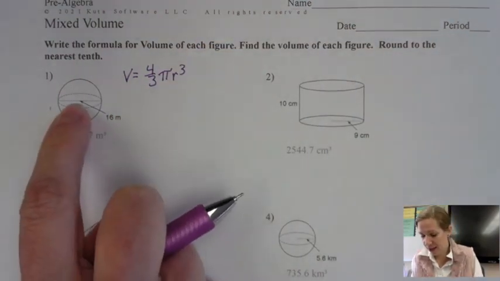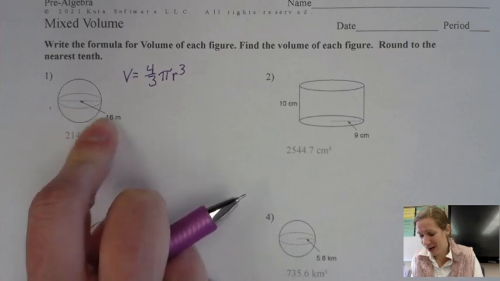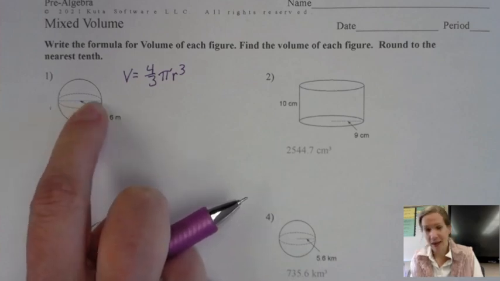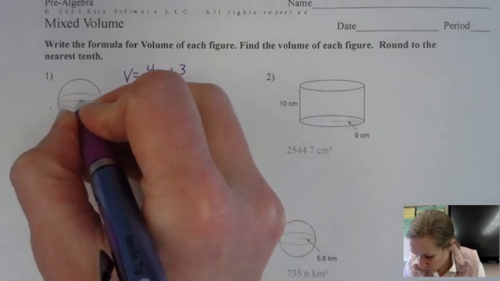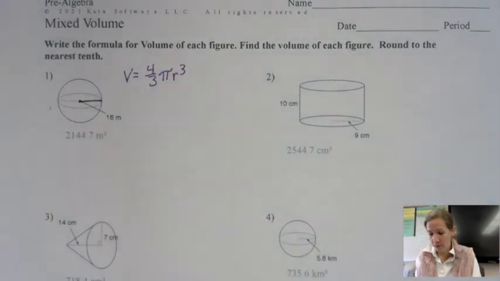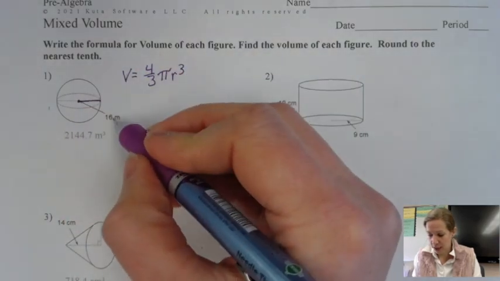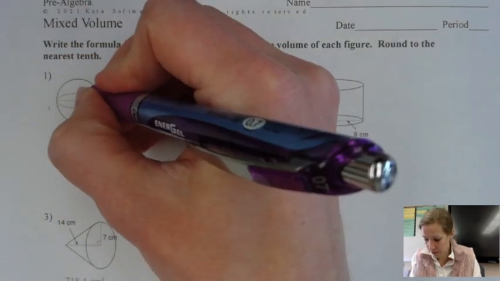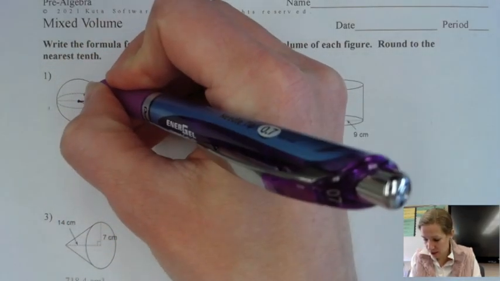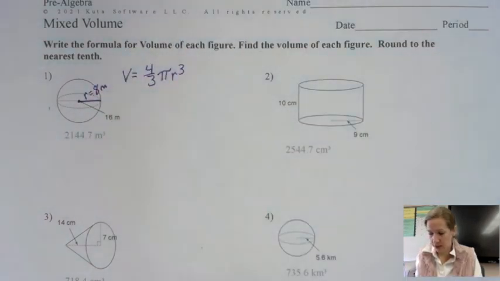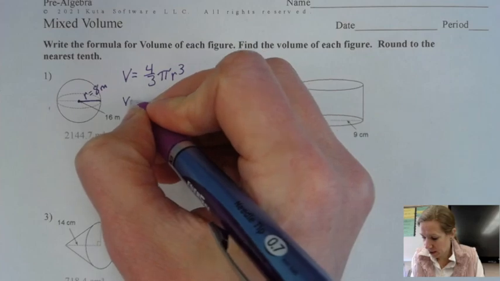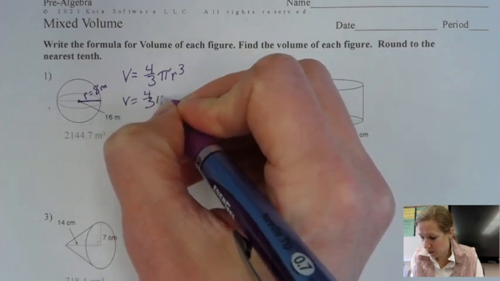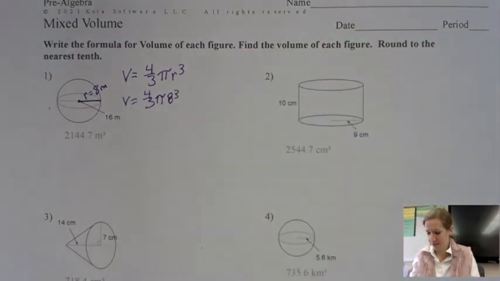In this case, they did not give us the radius. They gave us the diameter. And you have to remember that the diameter is 2 radii. So one radius from the center to the edge is going to be half of the diameter. So the radius is going to equal 8 meters. So 8 is what I'm going to put in for r. So V equals 4/3 pi r cubed.